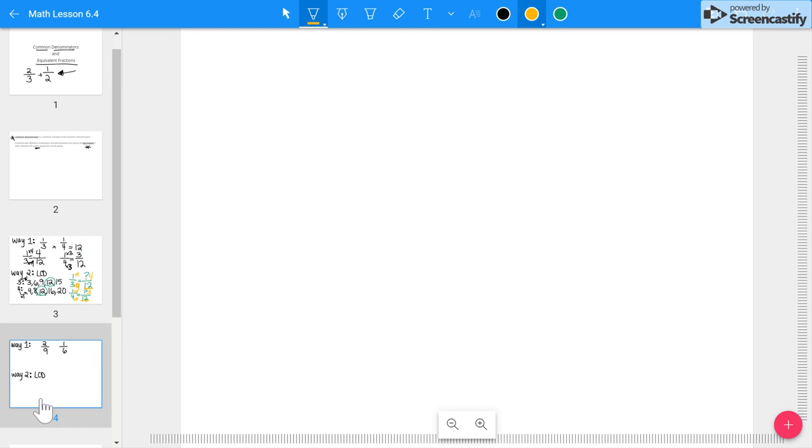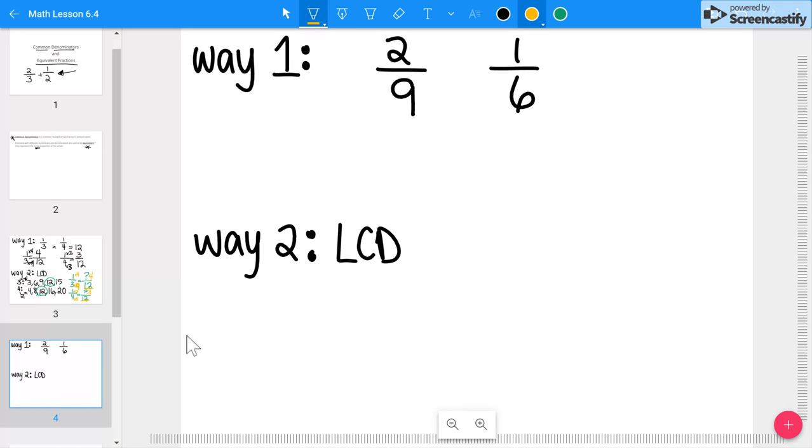Let's look at one more. I have the problem 2/9 and 1/6. I want to find the least common denominator or just a common denominator, and then find their equivalent fractions. So for way 1, we just multiply the denominators. So I'm just going to take the 9 and the 6, and I'm going to multiply them together. And 9 times 6 equals 54.